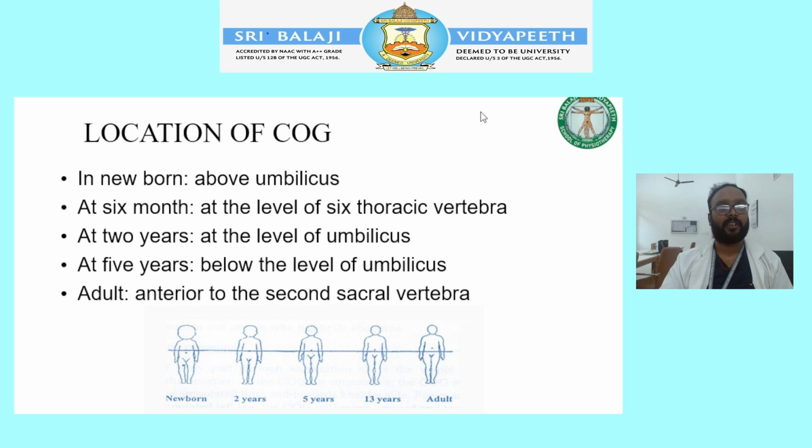Location of center of gravity in the human body. In a newborn, the center of gravity lies above the umbilicus. At the 6th month of age, it lies at the 6th thoracic vertebra. At the age of 2 years, it lies at the level of the umbilicus. At the age of 5 years, it goes below the level of the umbilicus, and when we become an adult, it is positioned anterior to the second sacral vertebra.